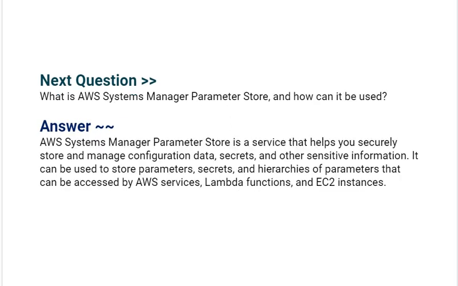Our next interview question is: what is AWS Systems Manager Parameter Store and how can it be used? Your answer should be AWS Systems Manager Parameter Store is a service that helps you securely store and manage configuration data, secrets, and other sensitive information. It can be used to store parameter secrets and hierarchies of parameters that can be accessed by AWS services, Lambda functions, and EC2 instances.